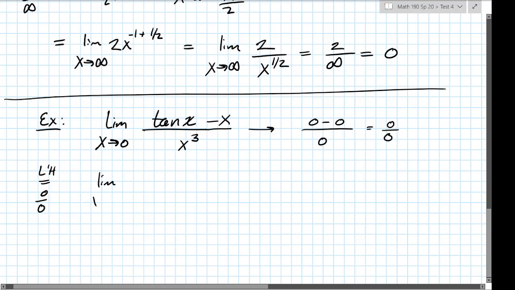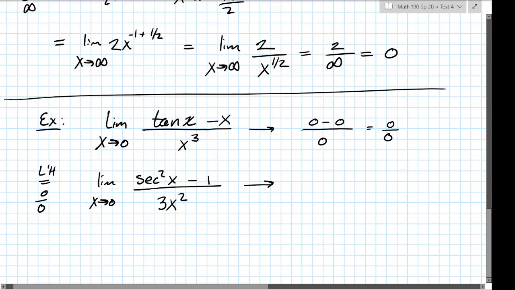taking the limit to equal the derivative of the top. Derivative of tangent is secant squared. Derivative of x is 1. And the derivative of the bottom, using the power rule, 3x squared. Now we can apply direct substitution again.